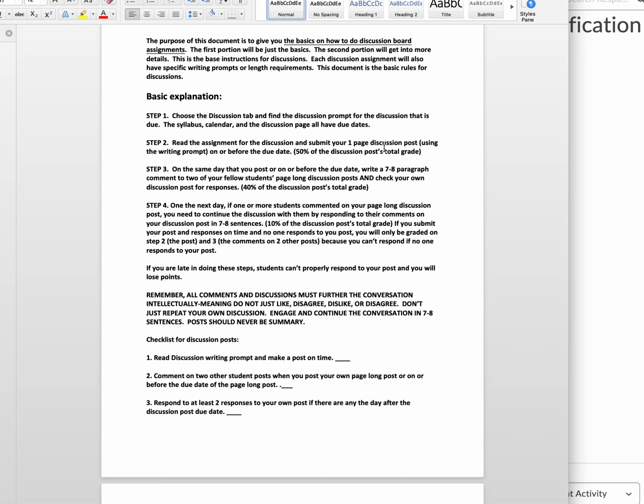On the other hand, if you're late posting, after the due date, that doesn't give students time to respond to you and cuts out that whole process. So you will lose points if you're late, as far as being able to respond back to students that respond to your post.